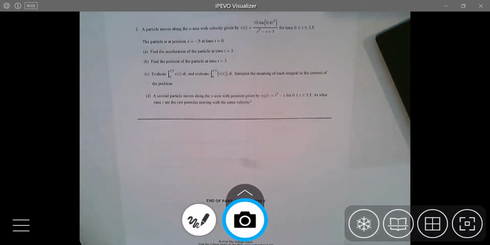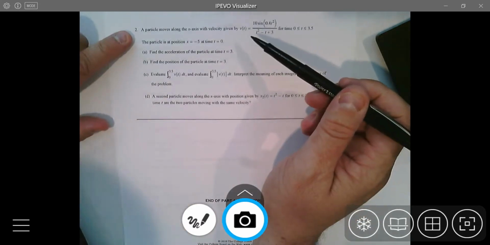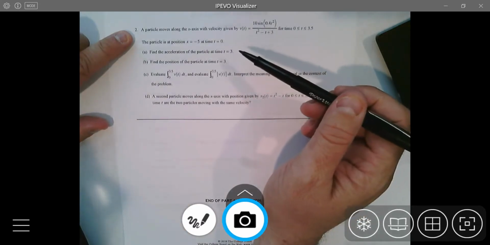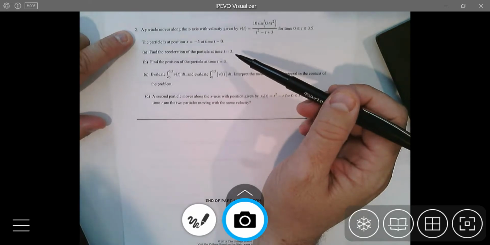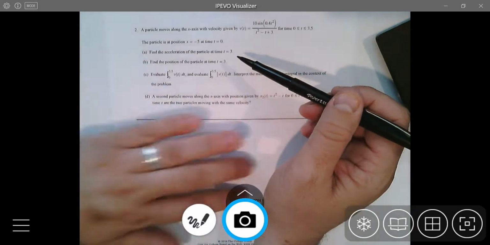All right, here we go with another question. This one comes from the 2018 AB exam. It's free response question number 2, which means this is a calculator active question. So get your graphing calculator, you're going to need it.